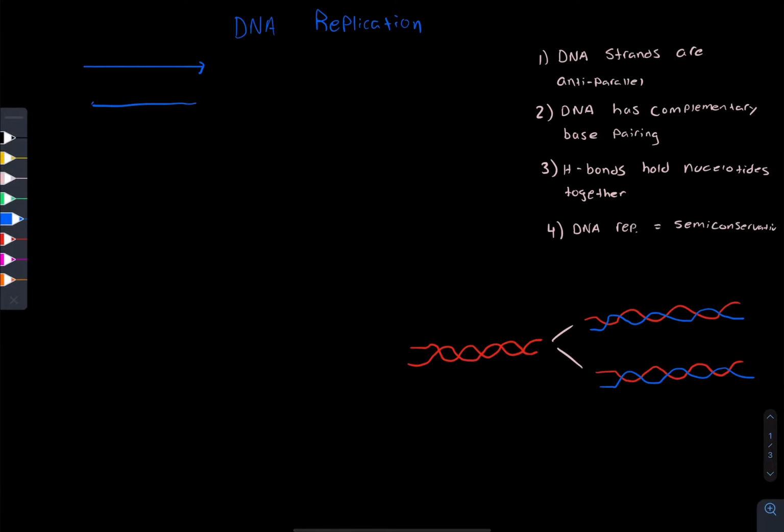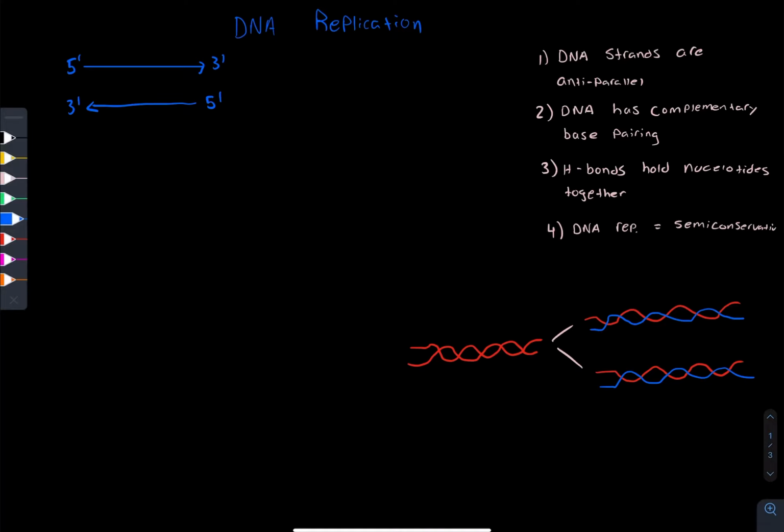And this top one is going to be going in a 5' to 3' direction. And this bottom one is going to be going in a 3' to 5' direction. So they're parallel, but they are anti-parallel because they're running in opposite directions. The second thing is that DNA has complementary base pairing.